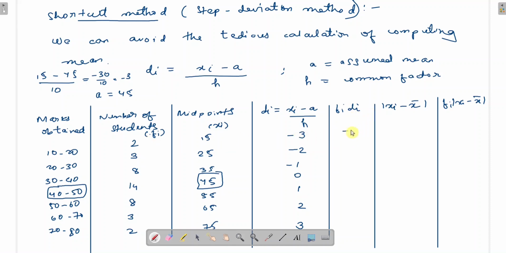2 times minus 3 is minus 6, 3 times minus 2 is minus 6, 8 times minus 1 is minus 8, 14 times 0 is 0, 8 times 1 is 8, 3 times 2 is 6, 2 times 3 is 6.